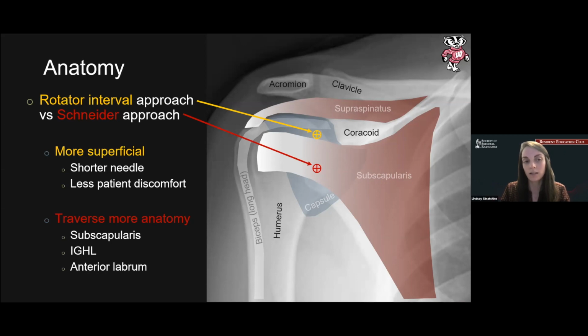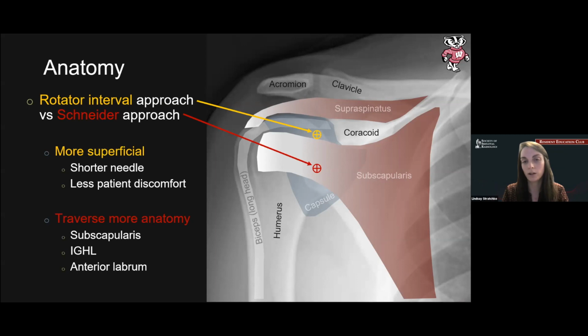One of the things that I like to think about when I'm marking and prepping my rotator interval approaches is to really use that coracoid, because that's the landmark for what your anatomy is. Your supraspinatus is going to be above the coracoid and your subscap below. So as long as you're marking the humeral head within the confines of the coracoid process, you can be pretty confident that you're going to be within that rotator interval.